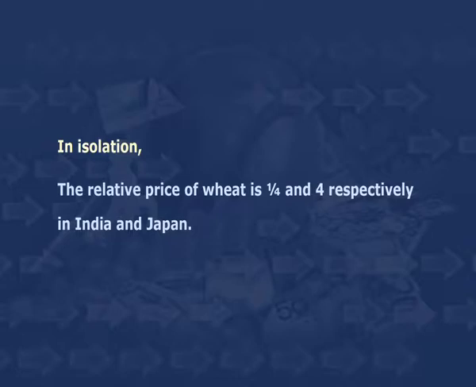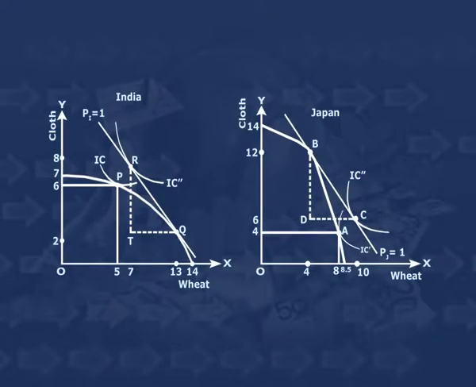The specialization will continue until relative commodity prices in the two nations become equal. In isolation, the relative price of wheat is 1/4 and 4 respectively in India and Japan. Now suppose trade between the two nations is possible. Therefore, India will specialize in wheat and Japan will specialize in cloth. Here in the figure, wheat is measured on the x-axis and cloth on the y-axis. The figure shows gains from trade with increasing costs.